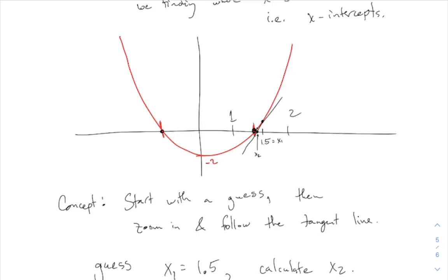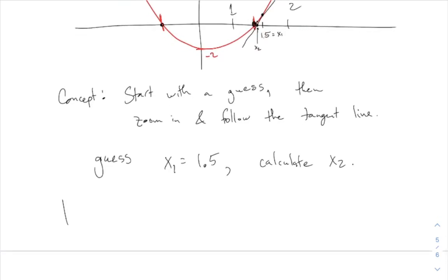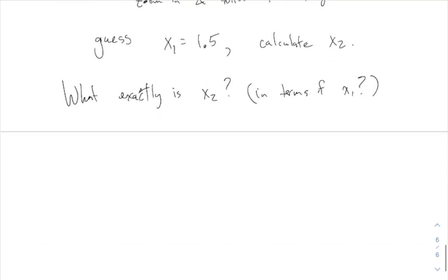We got 10 minutes. This is enough time to come up with the formula for Newton's method. So my question is, what exactly is x2 in terms of x1? The idea is you just guess x1 kind of out of nowhere, and then you're going to hopefully plug that into some formula and get x2 as the answer. And if you want to, you can plug x2 into that same formula again, and you'll get x3, which is an even better answer, and so on. So what exactly is x2 in terms of x1?